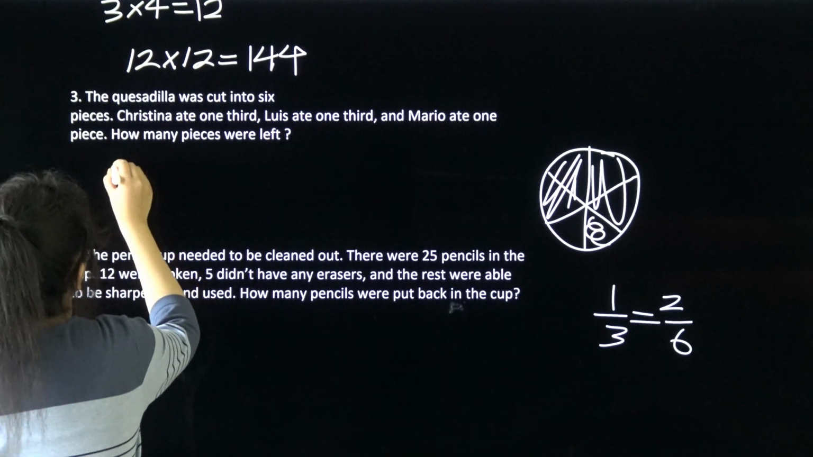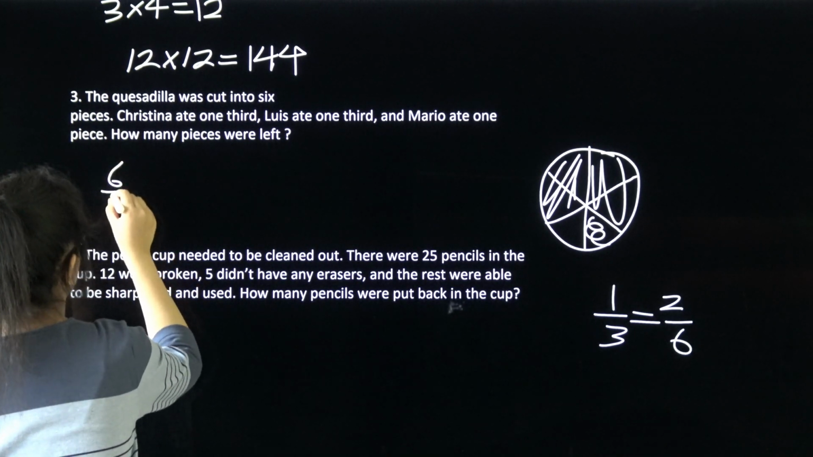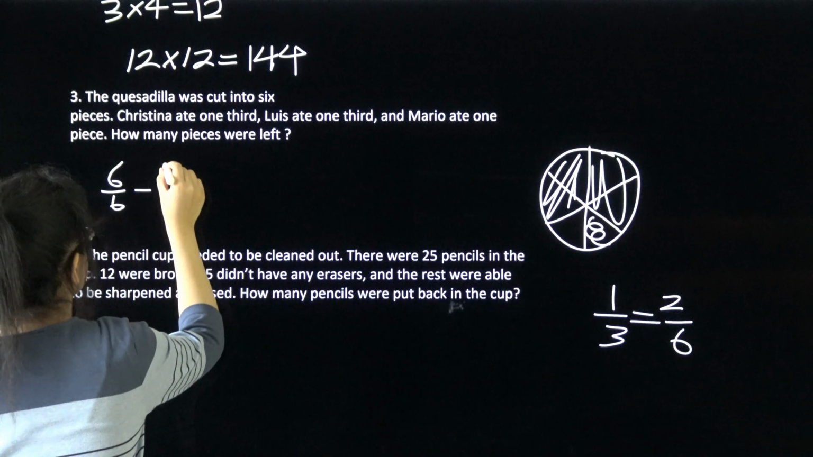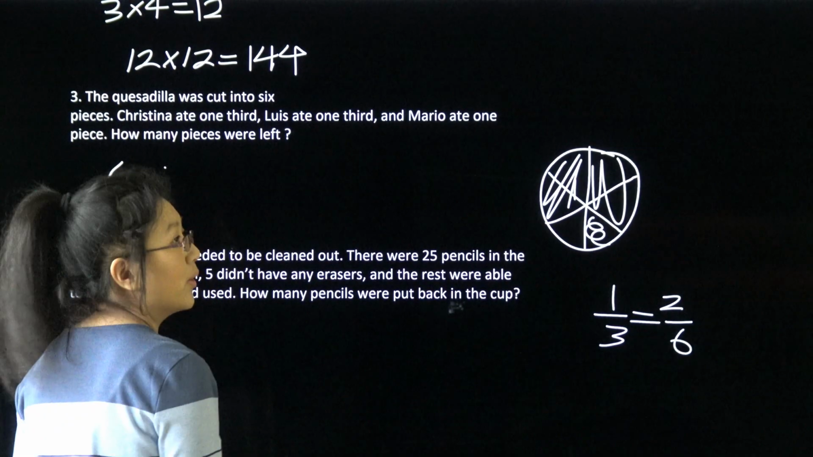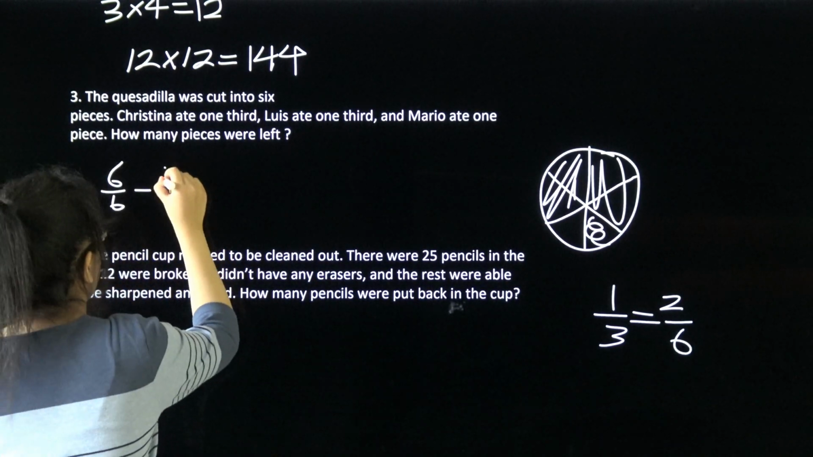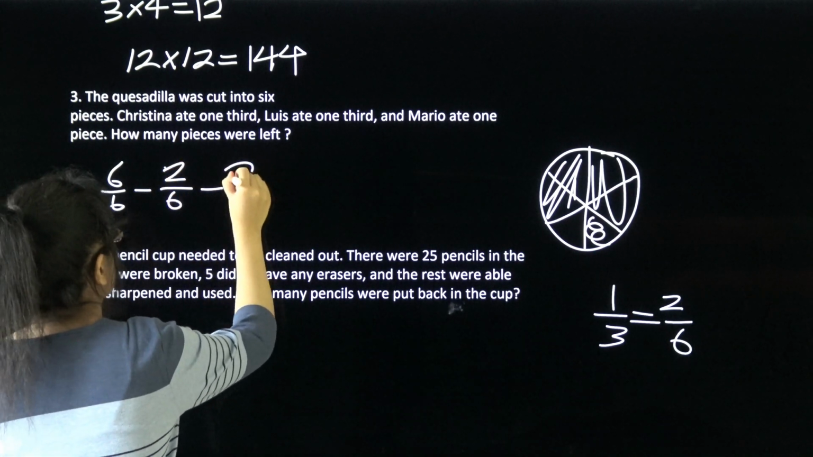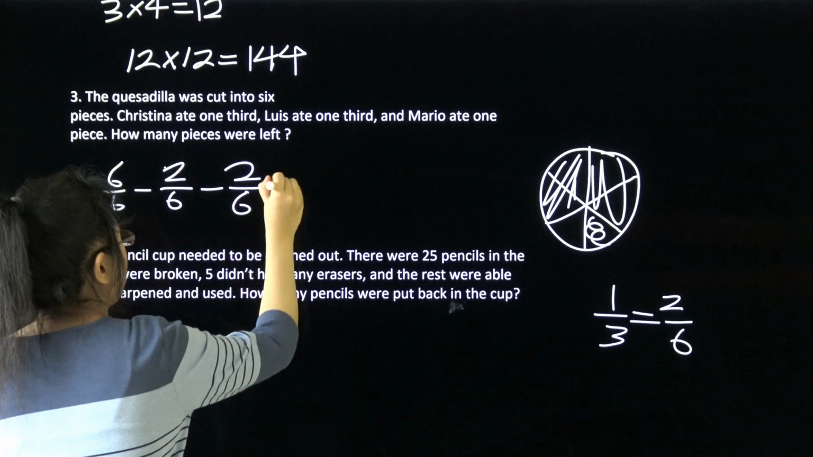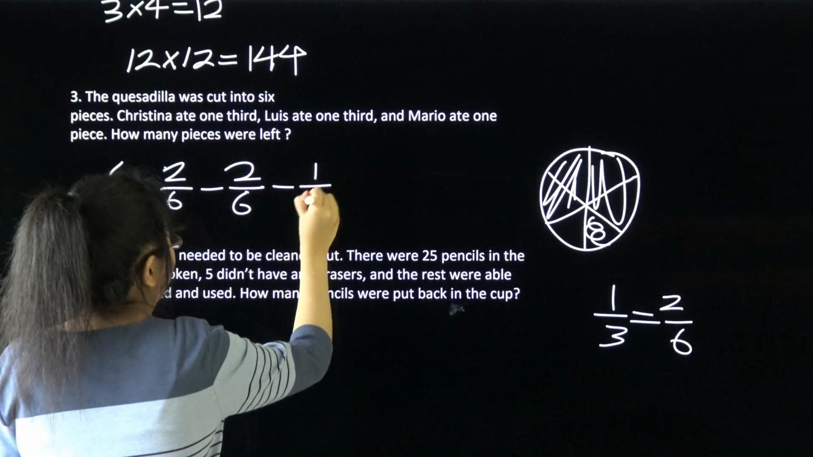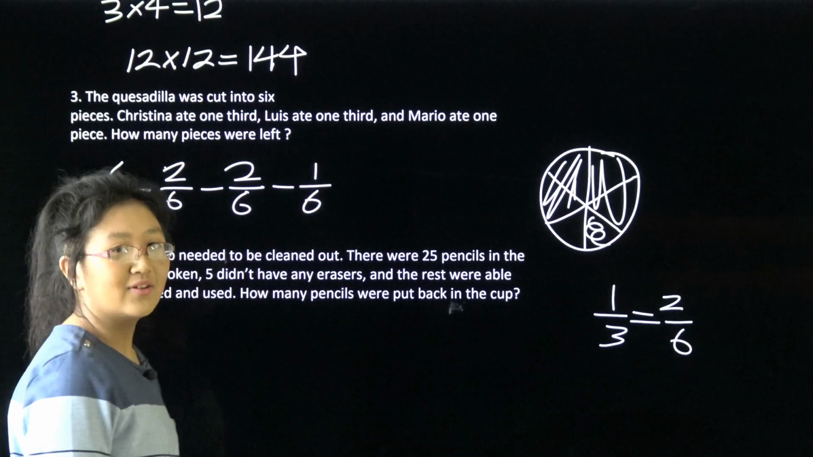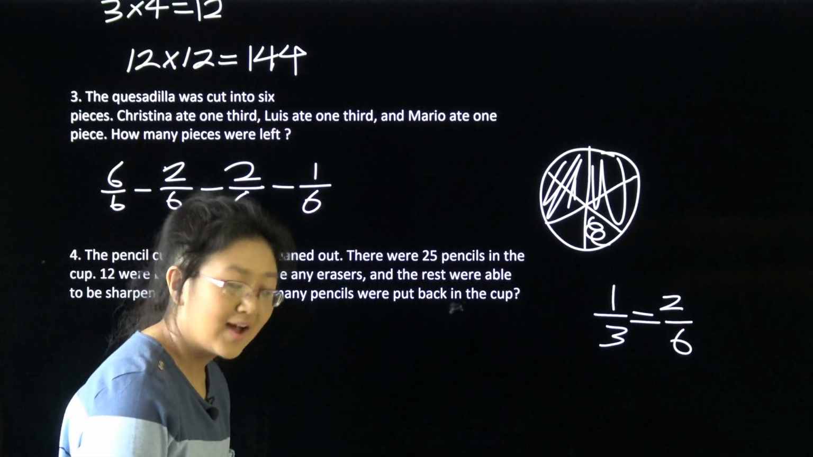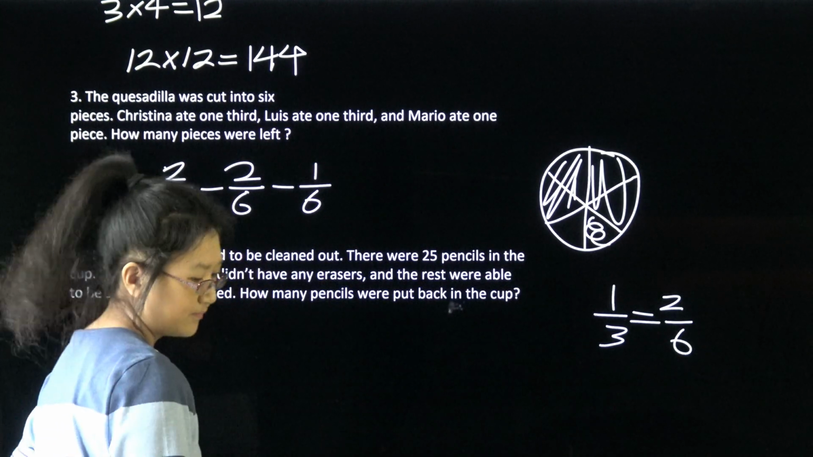Now, you could also do it with just subtraction. So 6 over 6 minus 1 over 3, which we know is 2 over 6. So minus 2 over 6 minus 2 over 6 minus 1 over 6. But we haven't learned subtracting fractions yet, so ignore this.